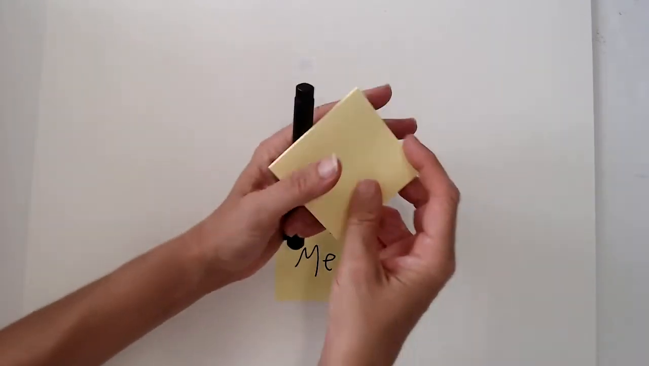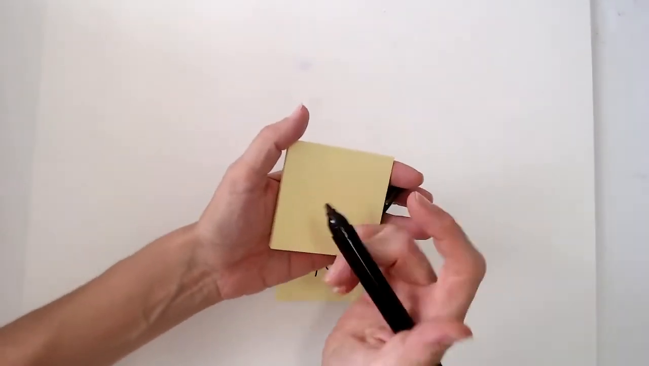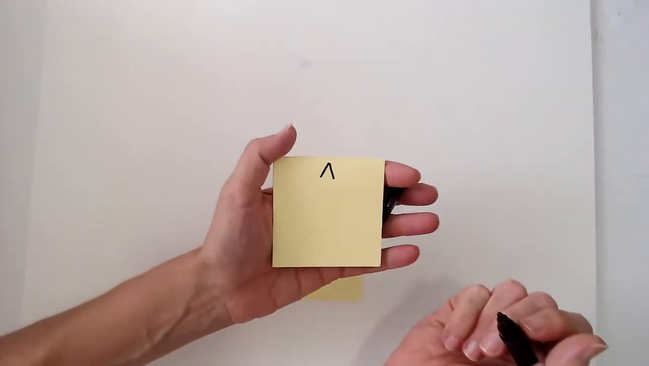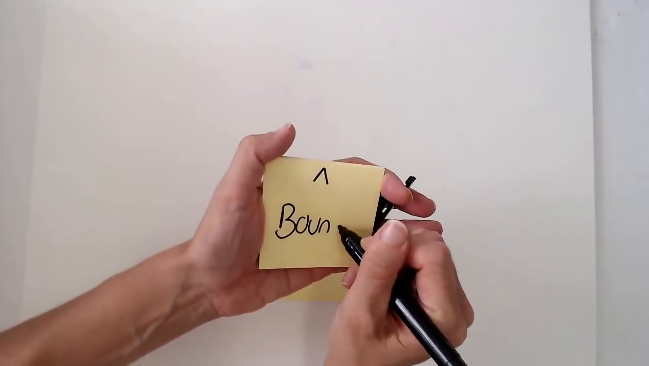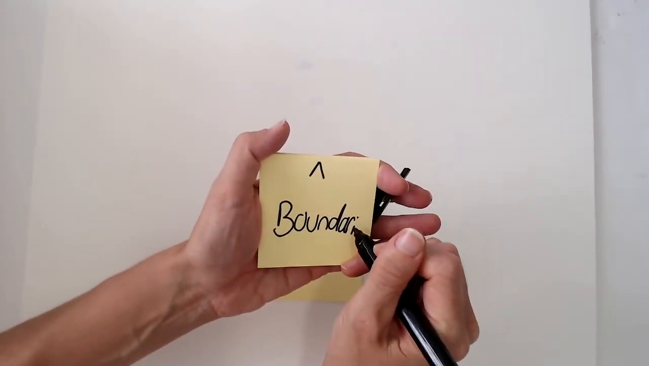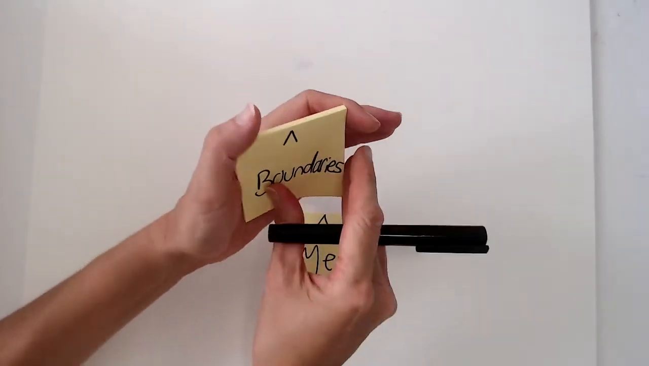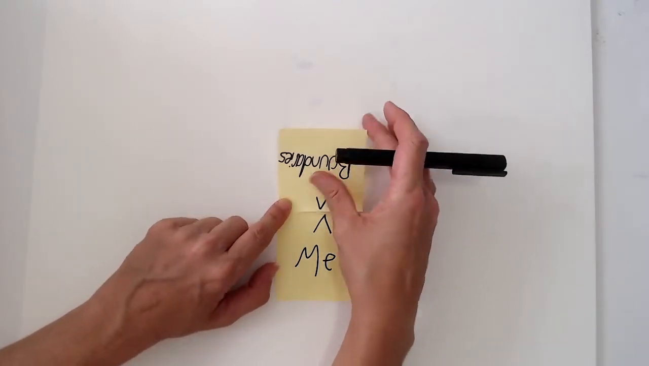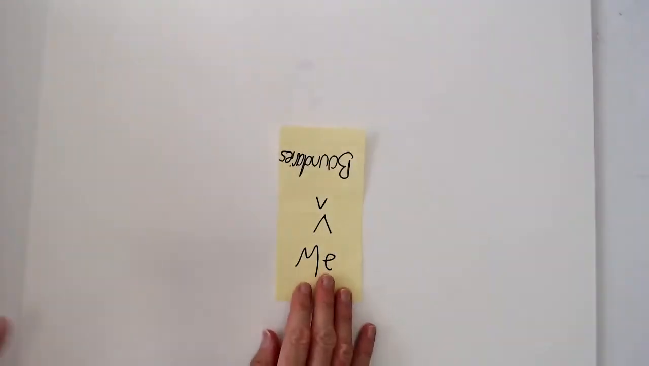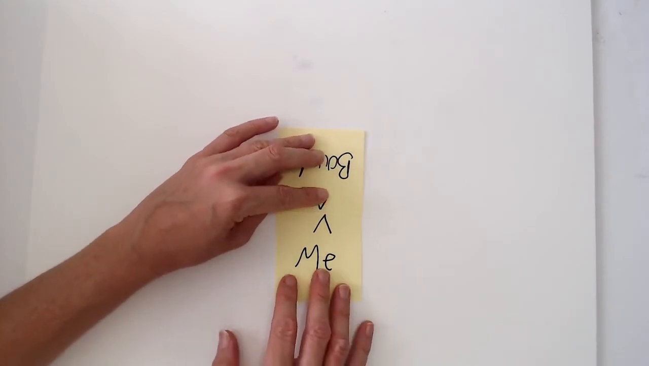Now, let's actually make this more conscious, more aware. We're going to, again, draw that arrow up top. We're going to put in boundaries. We're just going to call that boundaries at first. So write boundaries, and then let's place this in front of us. So placing boundaries in front of me. And let's feel into boundaries and me at the same time.